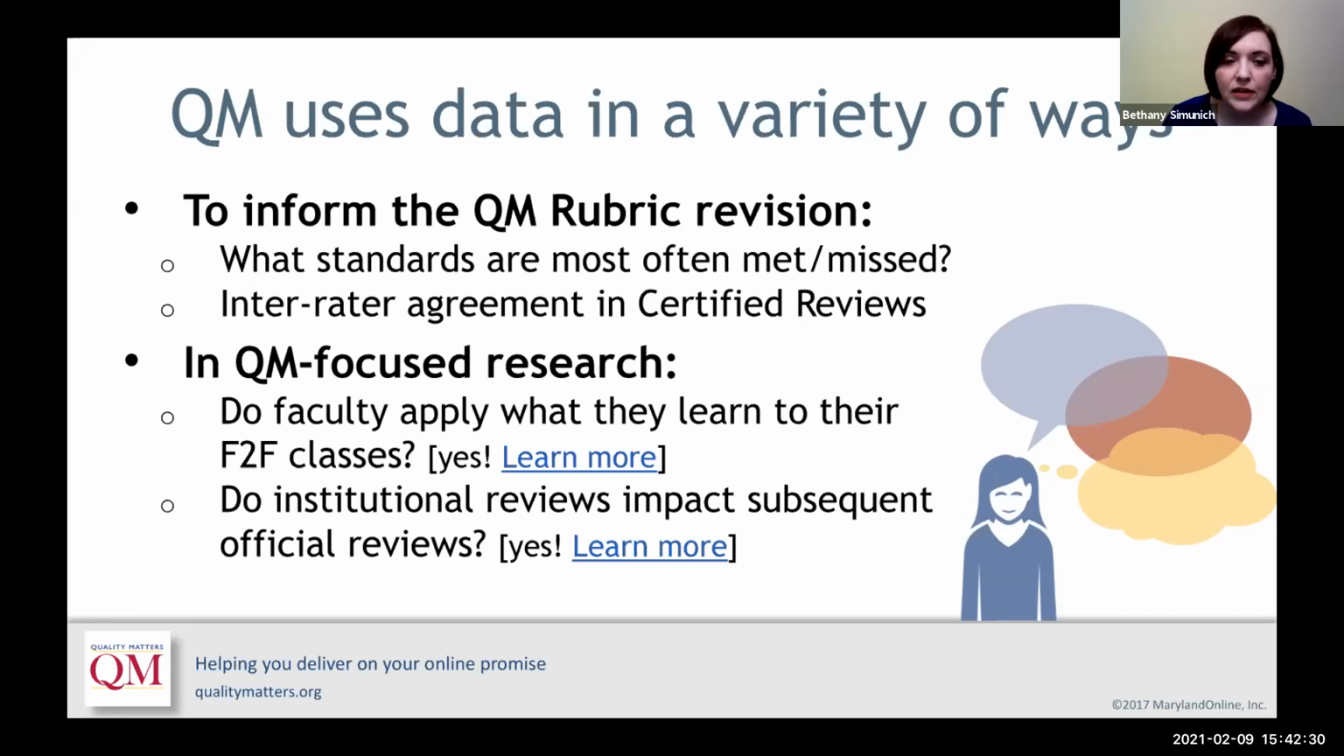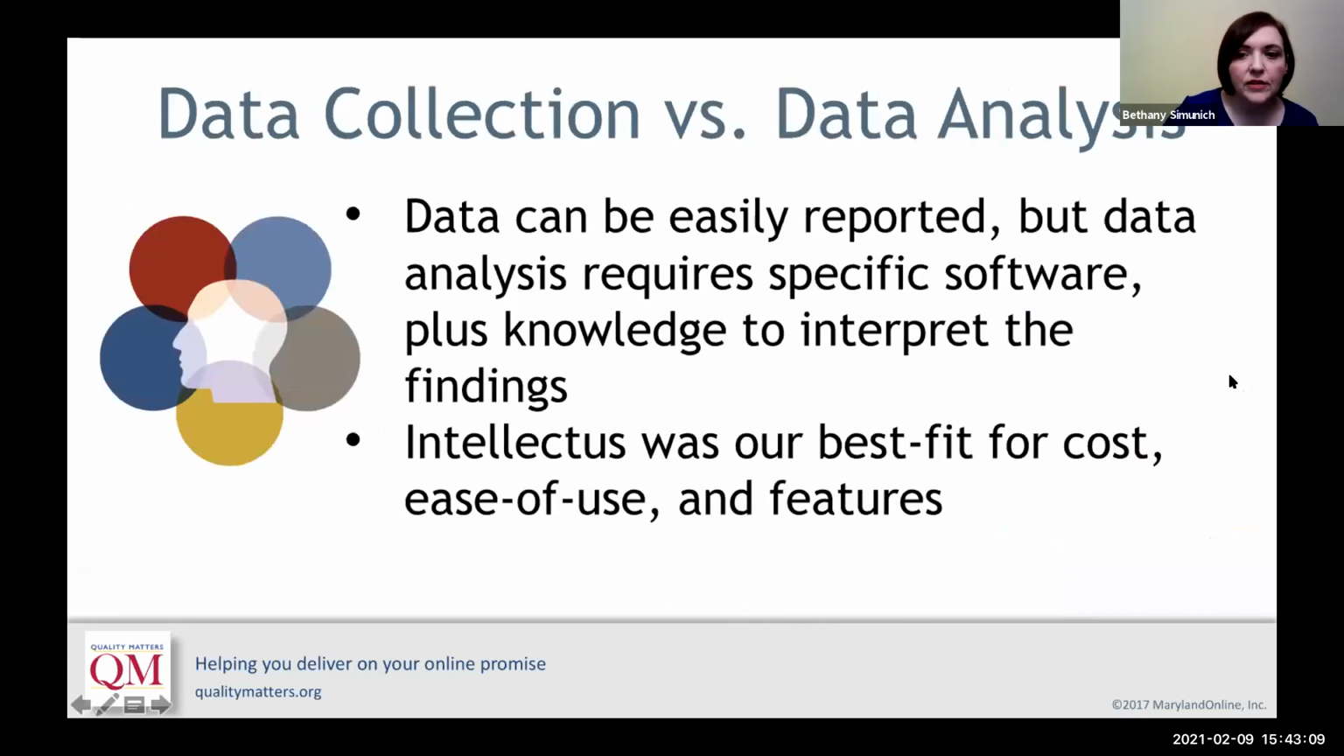Another question that we asked, and this was from a recently published article that we authored in collaboration with several of our research colleagues and also Dr. Kay Shattuck: do institutional reviews impact subsequent official reviews? Spoiler alert, yes. So for those individuals that engage in institutional reviews and they get some feedback from that, in some cases they may make revisions to their course before they put it up for a formal review. Those courses then met a formal QM review above and beyond what courses that did not have that institutional or informal review had.